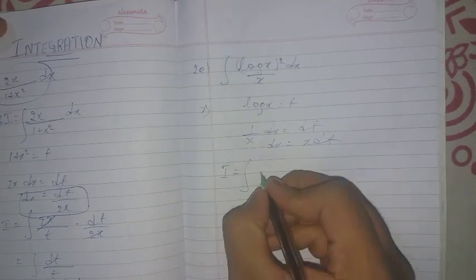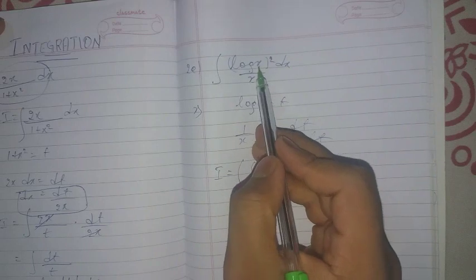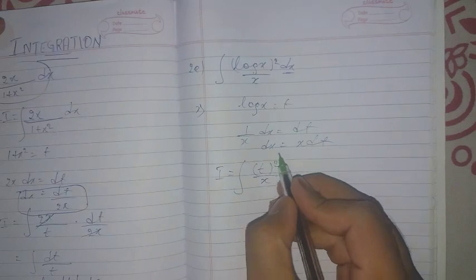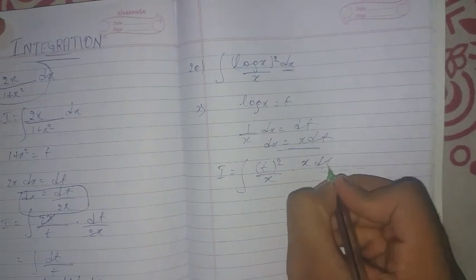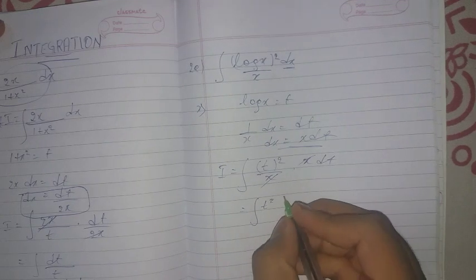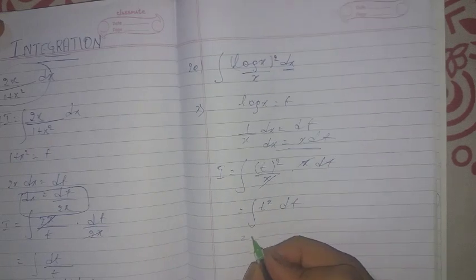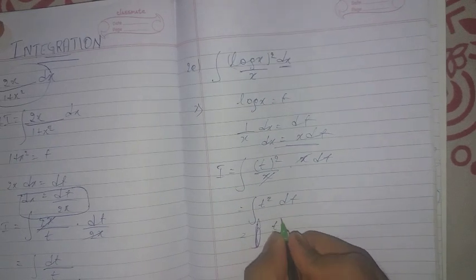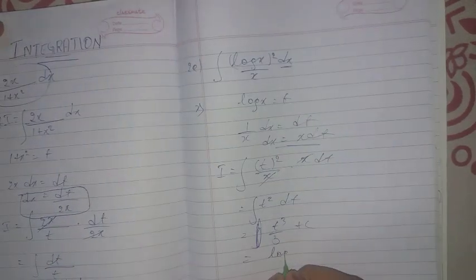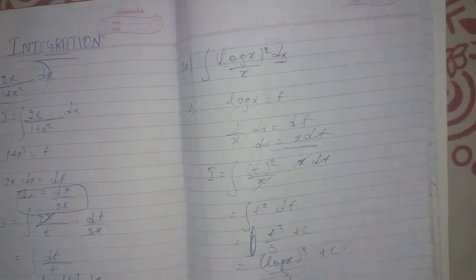So I is equal to integration of t square. Why have I written t? Because log x we have taken as t now. So t square by x into, in the dx place we need to substitute x dt. The x cancel out each other, so we are left with integration of t square dt. So what is integration of t square? t cube by 3 plus c. In t you substitute log x, so (log x) whole power 3 by 3 plus c. Here's the answer.